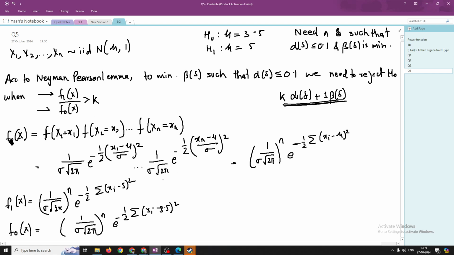Now if you put that here, what do we get? If you divide this, this constant thing is going to cancel off, and you will essentially end up with e to the power minus half summation xi minus 5 squared. In the denominator you have e to the power minus half this, right? So if you take that to the numerator, this will turn into a plus, and you have e to the power xi minus 3.5 square. This is greater than k.